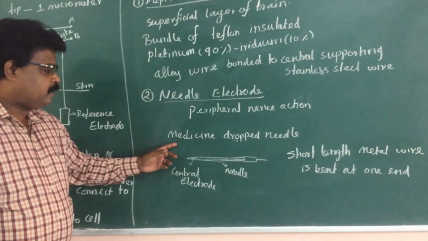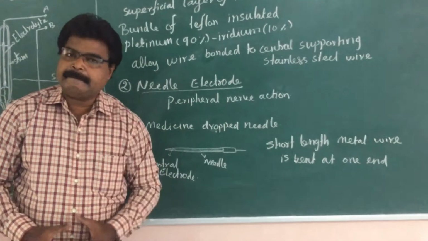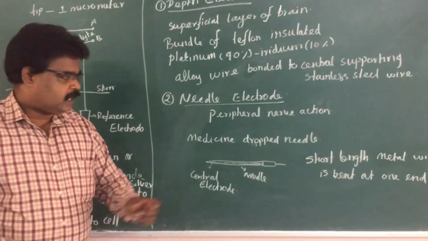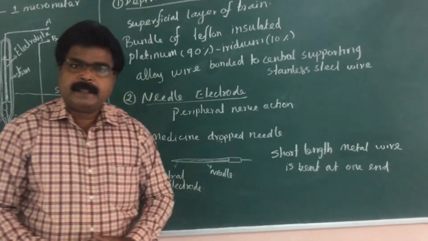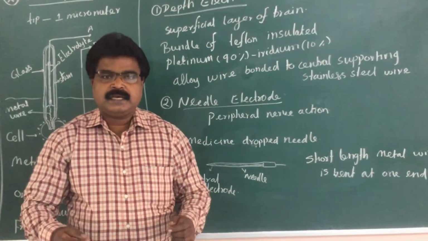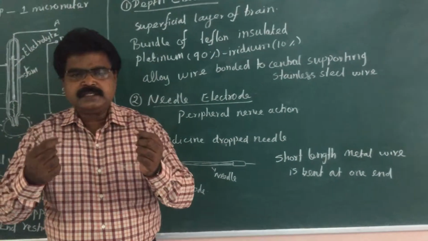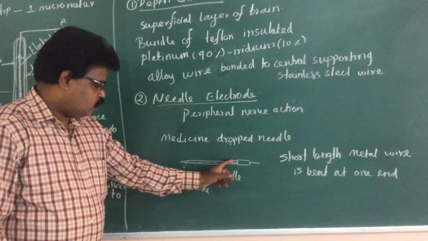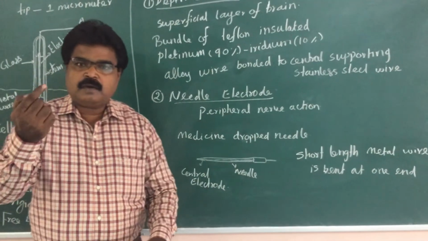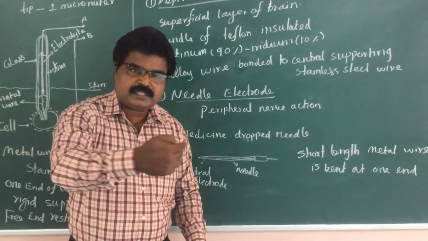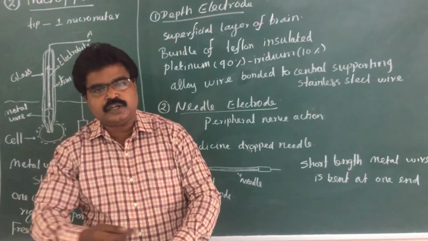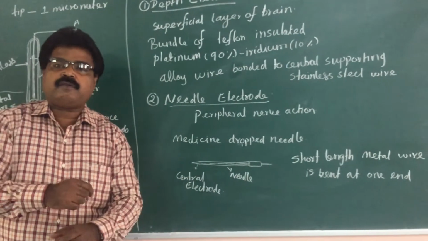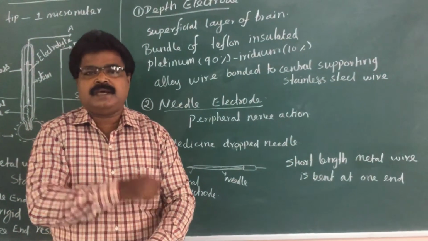Here it consists of a hypodermic needle, similar to an ordinary needle. It consists of a soldered metal wire that is bent at one end. The bent wire is inserted into the lumen of the needle. This is called the lumen of the needle. That will be inserted into the body muscles, and when the needle is taken out, the wire will rest on the particular portion of the nerve.